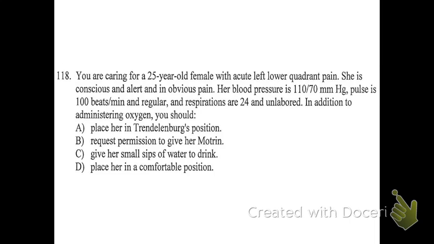Number 118. You are caring for a 25-year-old female with acute left lower quadrant pain. She is conscious and alert and in obvious pain. Her blood pressure is 110/70, pulse is 100 beats per minute and regular, and respirations are 24 and unlabored. In addition to administering oxygen, what should you do?